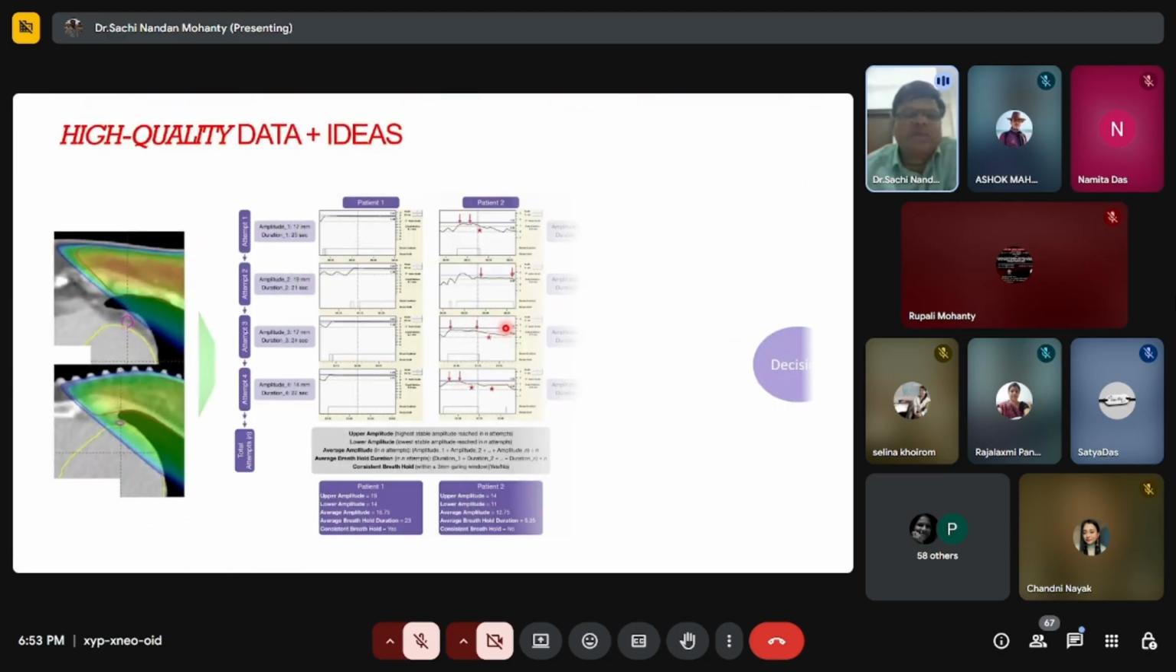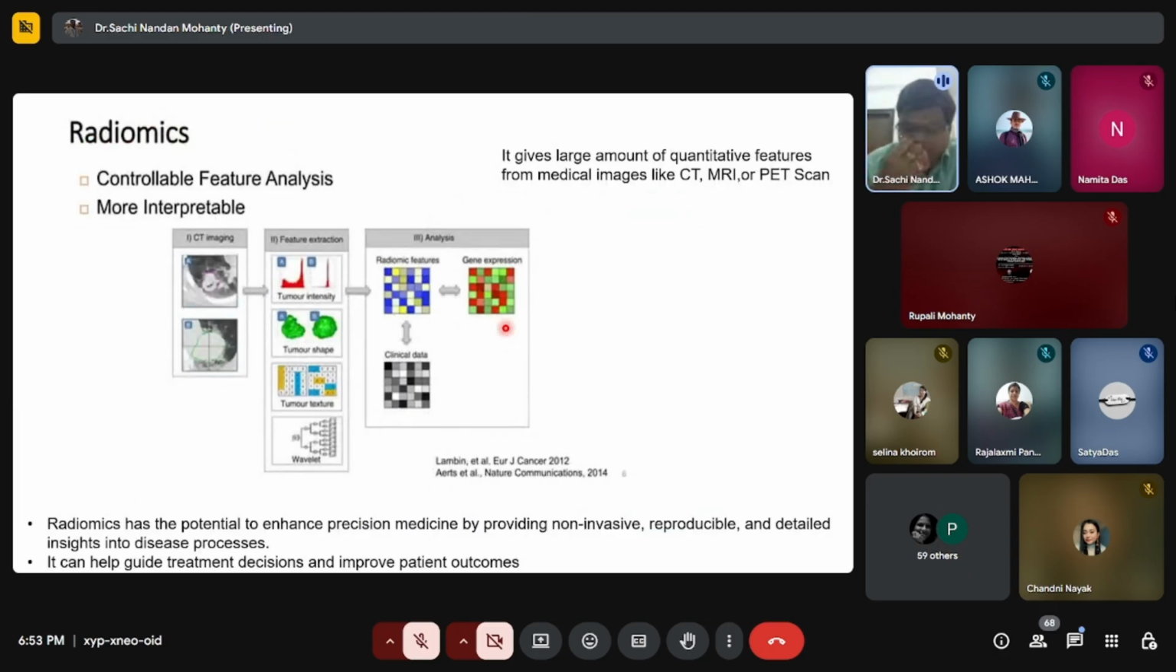Now, high quality data plus idea. Suppose many patients are there, you can find the amplitude or lower amplitude in some diagnosis method. Then after that, you can attempt day 1, day 2, day 3, a sequence of attempts. So for the patient, a high quality treatment will tell the decision, what type of disease you have. Similarly, radiomics will come. So this is the new topic, or new idea, we can call.